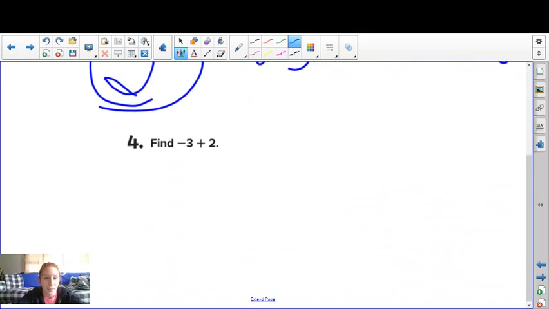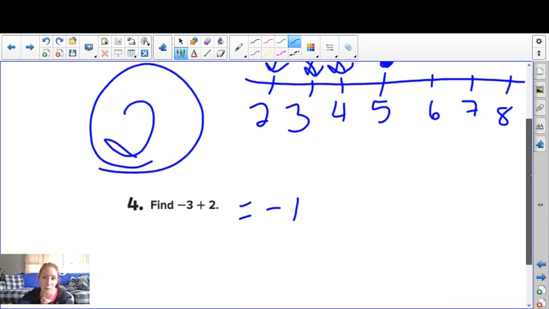Number 4, -3 plus 2. Well, there's more negatives, so my answer should be negative. And it's going to give me -1. That one, the way they do the book, it isn't as helpful to set up the explanation, in my opinion, because I can create the number line.